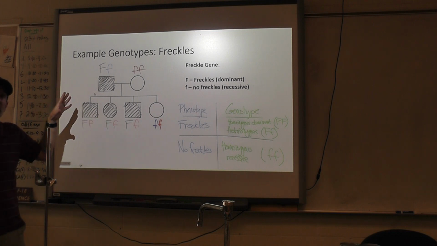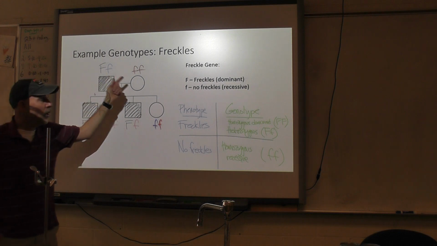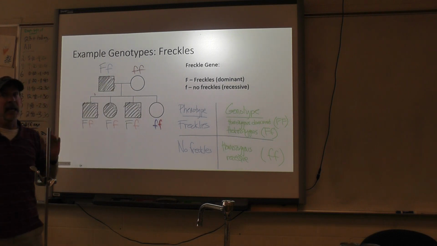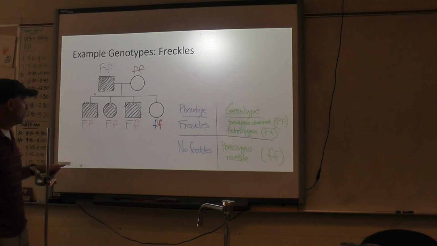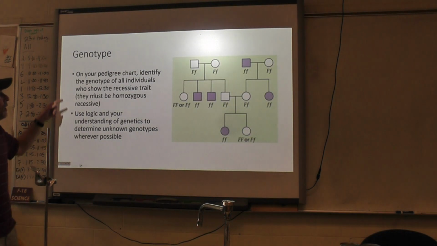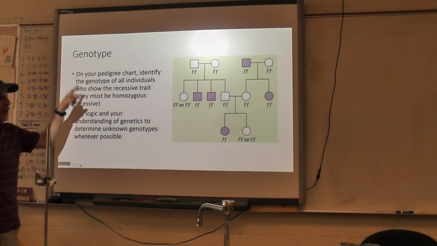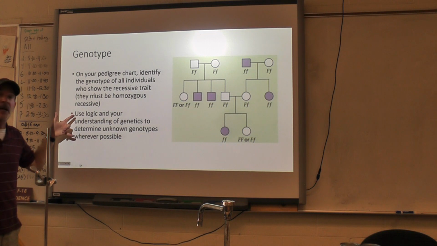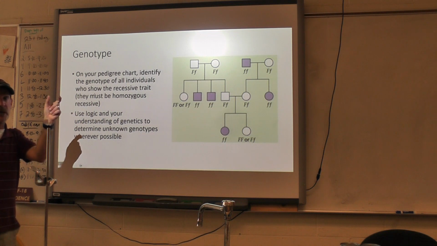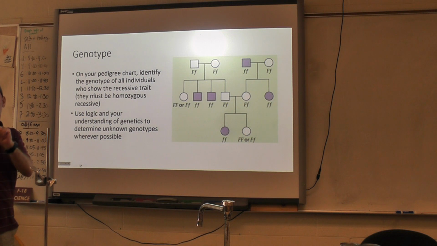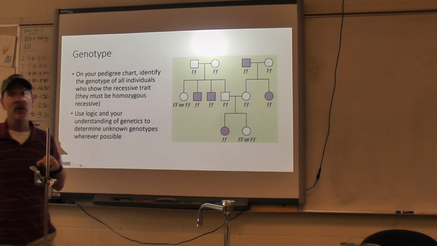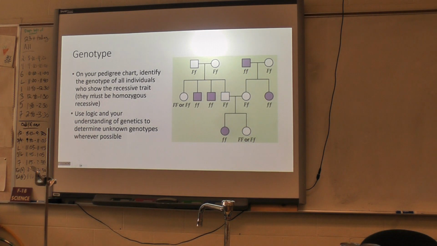What I want you to do next is put all the genotypes you can identify and figure out all the ones that you can. The ones you'll be able to identify right off the bat are the homozygous recessive ones. If they show the recessive trait, they have to be homozygous recessive. The dominant phenotype individuals might be homozygous dominant or they might be heterozygous, and you can often determine which of those it's going to be, right? So that's your next step. We'll take 10 minutes here because we're at the end of the period.